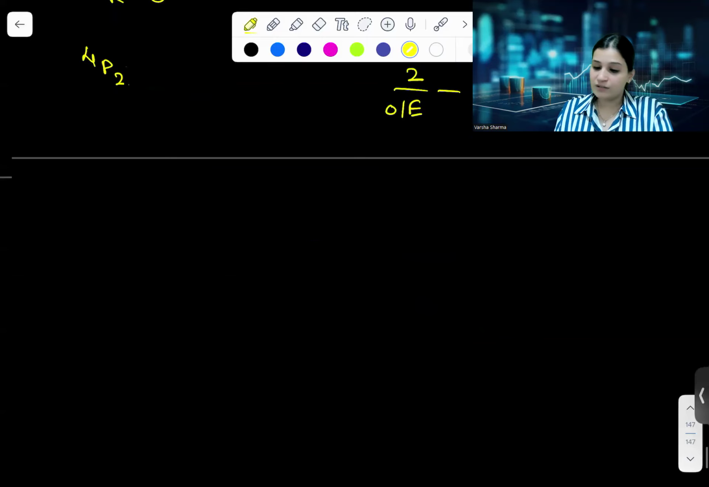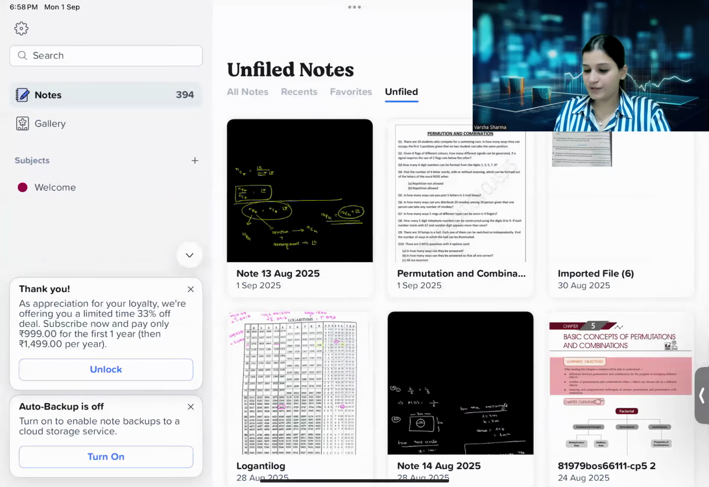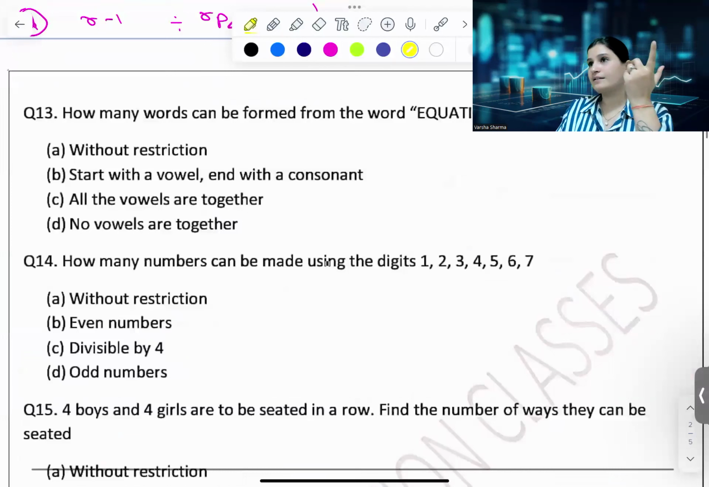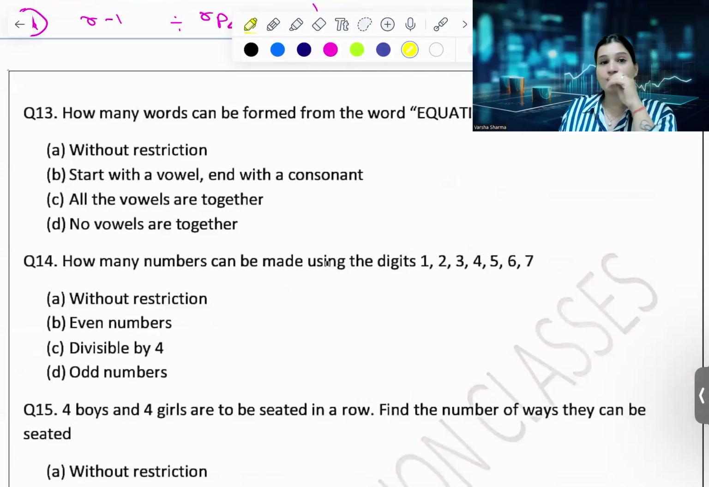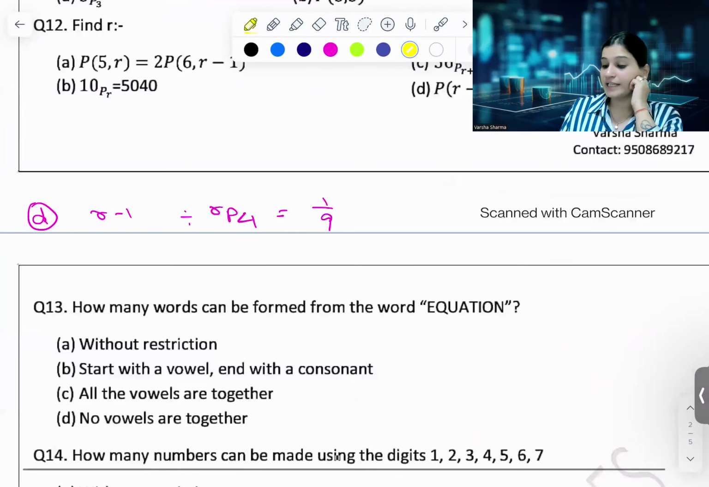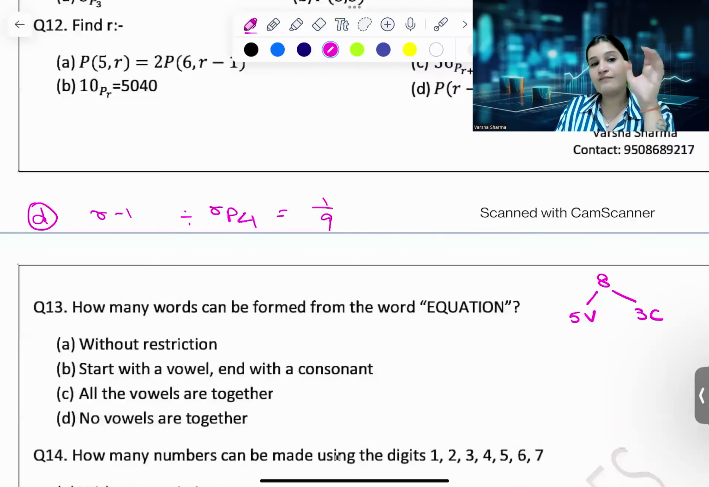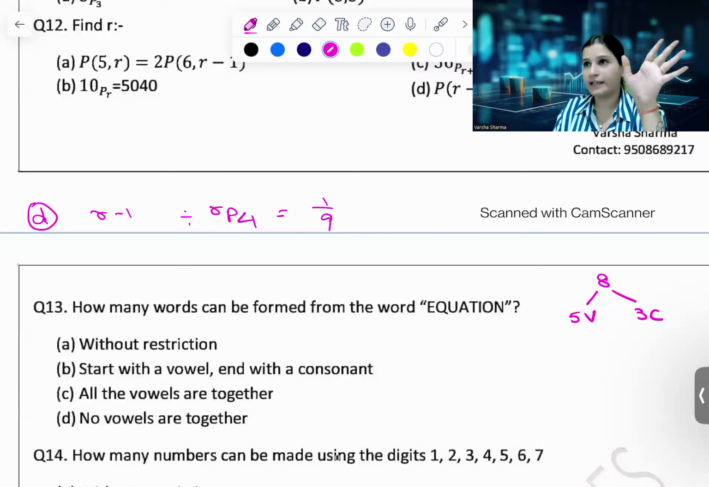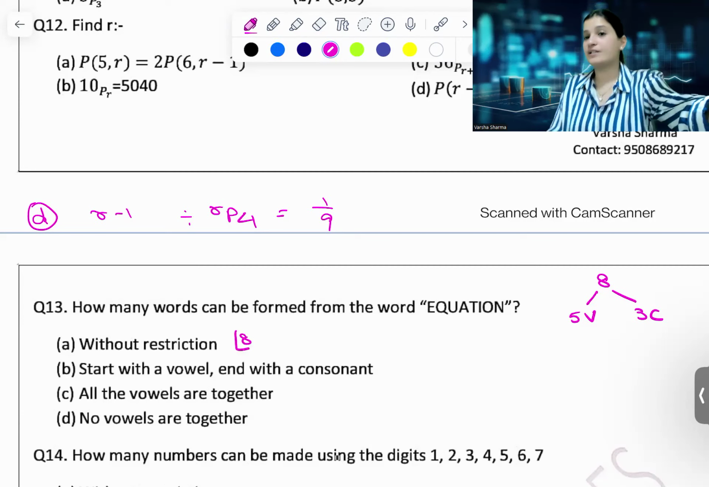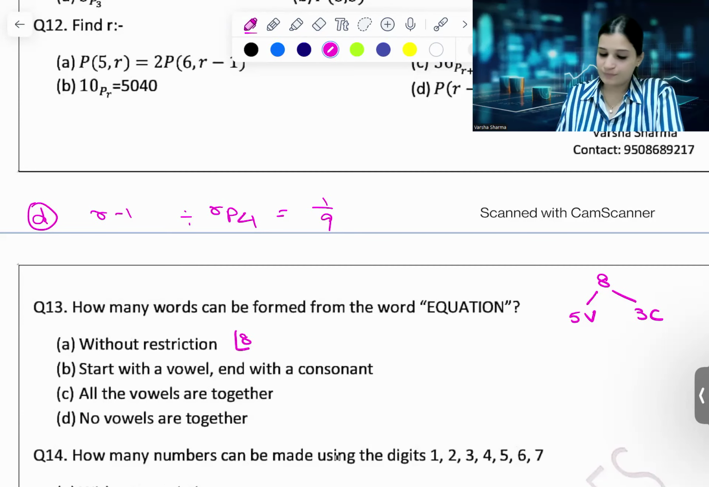Clear? Now, I asked you to do a couple of sums. Number 13. We discussed till 12, right? So, how many words can be formed from the word EQUATION? In EQUATION, there are 8 letters. Out of those 8, there are 5 vowels and 3 consonants. The first one is no restriction. That means there is nothing more added. The only question is how many words can be formed by using 8 letters. 8 factorial directly, because the word thing is only to arrange, there is no selection.